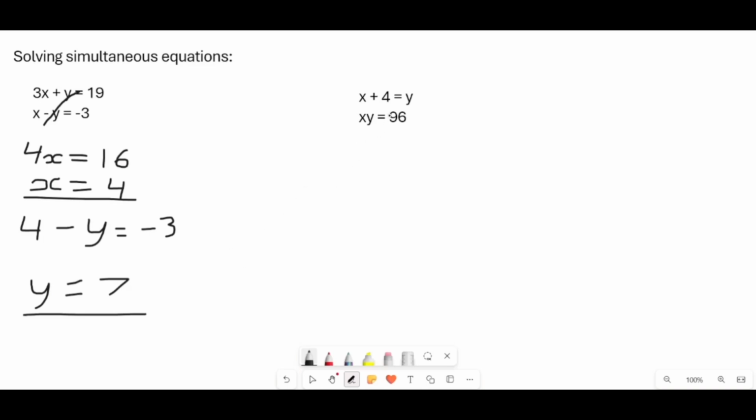But this one's a little bit different, right? So this is what we call doing it by substitution. Because we know that x plus 4 equals y, and this bottom one is xy equals 96, because we know that these two sides are equal, that's the same as saying x times (x plus 4) equals 96. So if you write that out, and then just expand the bracket, and you may see it becoming quadratic.